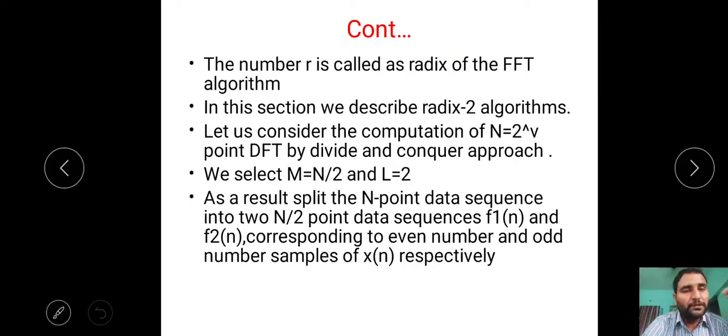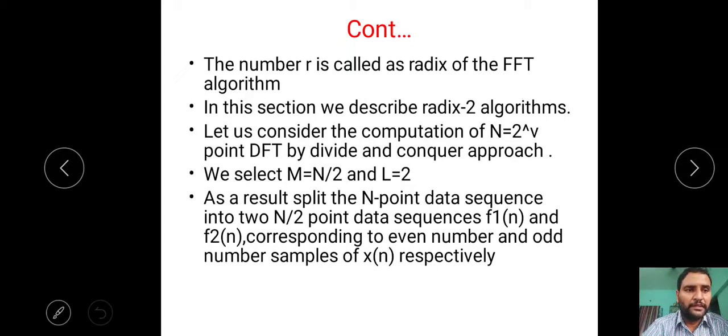So it also follows an approach called the divide and conquer approach. That means we have to divide the given sequence into a number of subsequences, apply the DFT on those subsequences, and then get the final answer. Here we have to divide the given sequence based on even and odd numbers. Given x of n with length N, we divide the sequence into two parts of length N by 2 and N by 2. That is, f1 has length N by 2, and f2 has length N by 2.